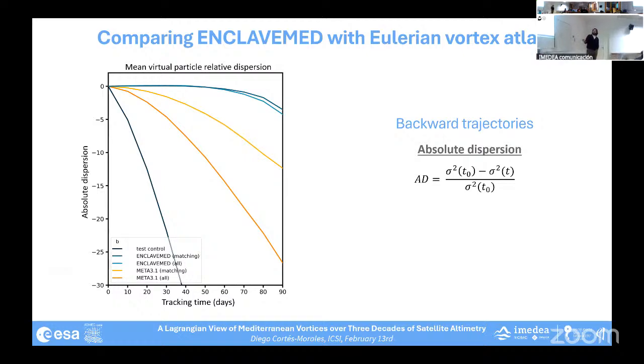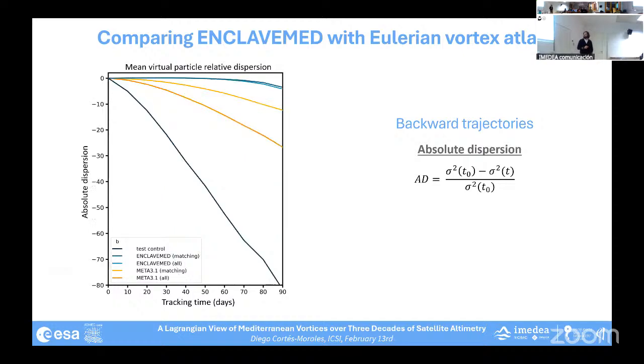And we have seen that both datasets, the Eulerian and the Lagrangian one, identify regions with less dispersion than the mean of the basin, but the Lagrangian ones are even less dispersive than the Eulerian ones.